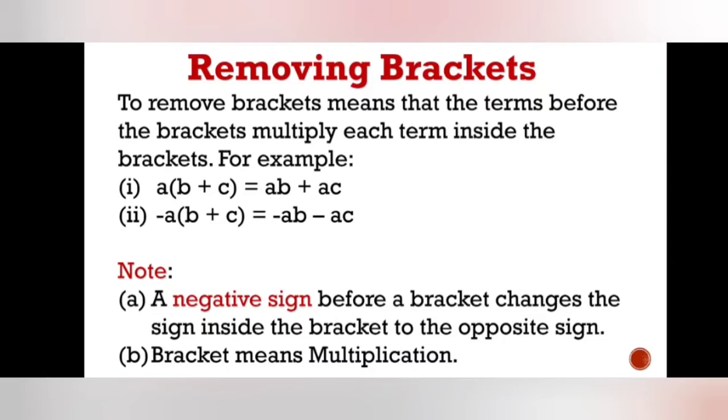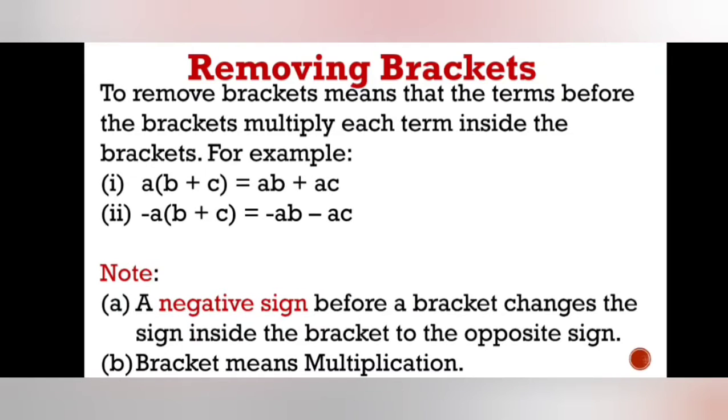Now for example, we have A into bracket B plus C equal to AB plus AC. How did we get that? The term outside the bracket, which is A, multiplies each term inside the bracket. That is A times B is AB plus A times C is AC. Right?